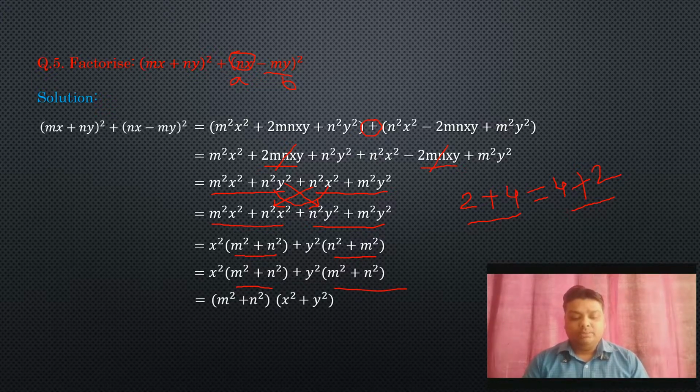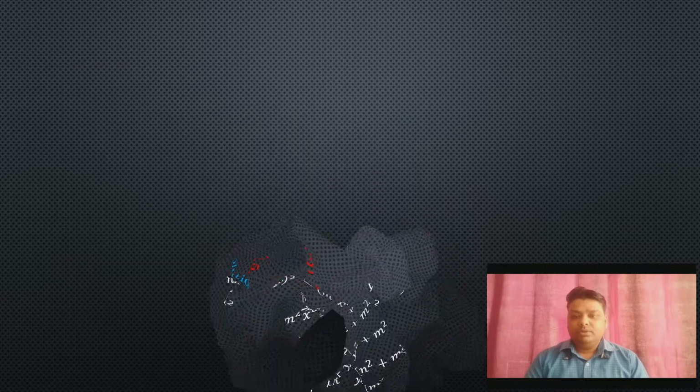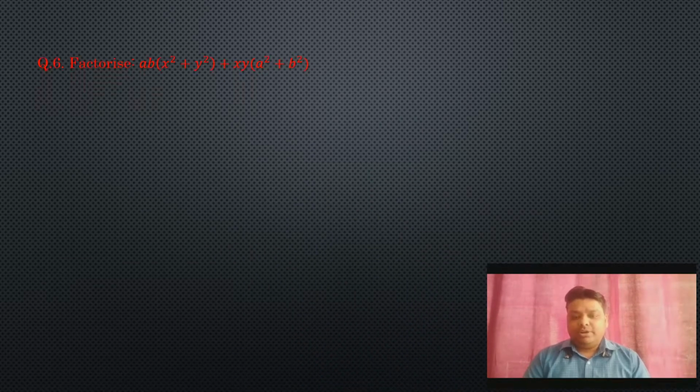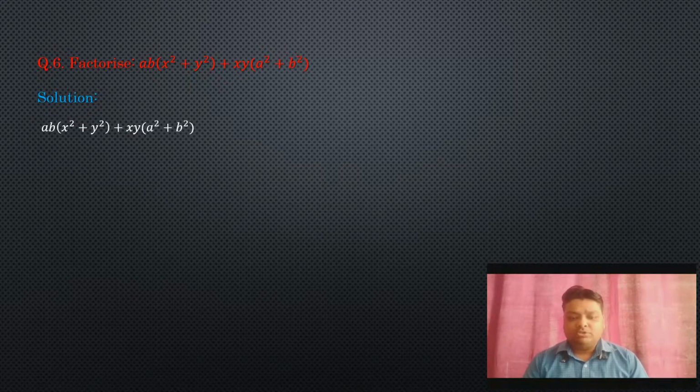Okay, now let's move to the next question. Here you can see, at first we will write the question, but it is in brackets, so at first multiply it. If we multiply ab into x square, it will be ab x square. If we multiply ab into y square, then it will be ab y square. Here xy into a square, then we can write a square xy, and b square xy. Alphabetically we can write, but we will not open the bracket right now. Right now we will multiply only like this.